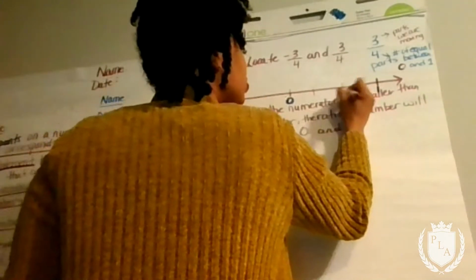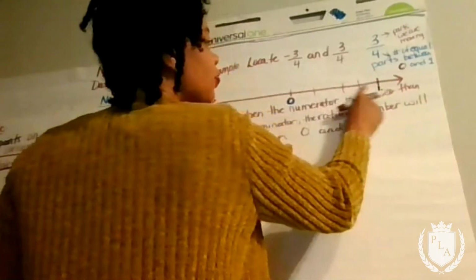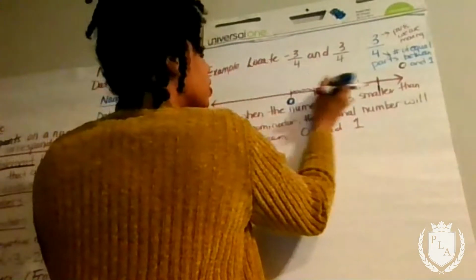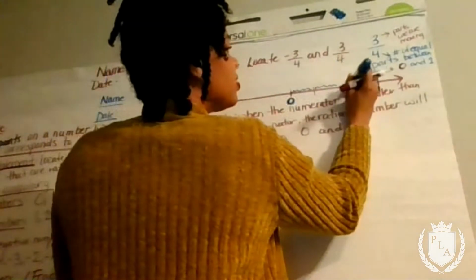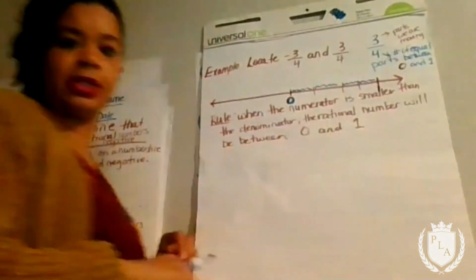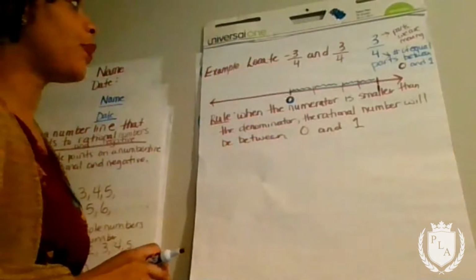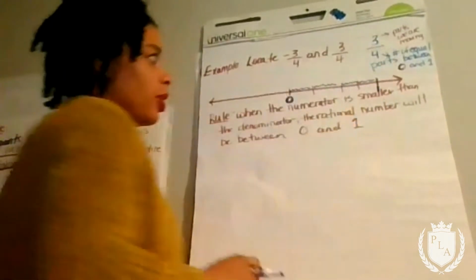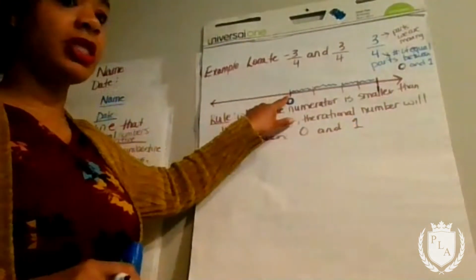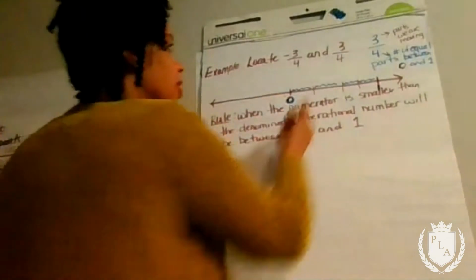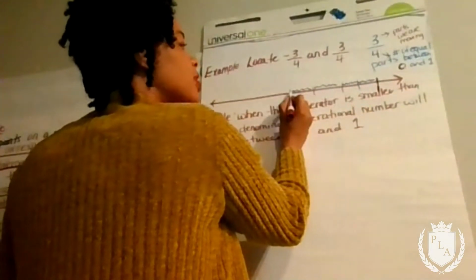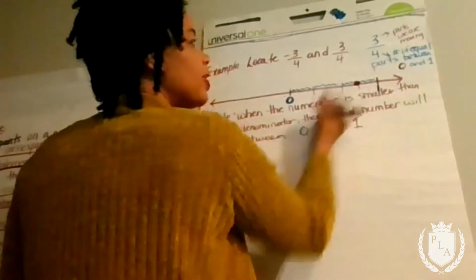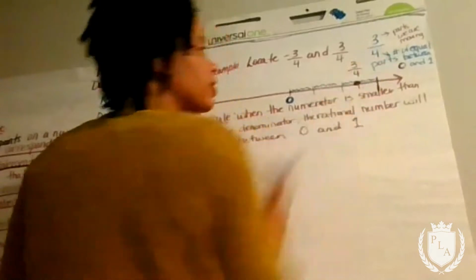1, 2, 1, 2, 3, 4. It's not perfect, okay? But this is 1, this is 2, this is 3, and this is 4 equal parts, okay? So we did the denominator first, so now we need to look at the numerator. How many parts are we going to move from 0? Let's count. 3. So we're going to start from 0 and count 3. 1, 2, 3. So right here we're going to put 3/4.